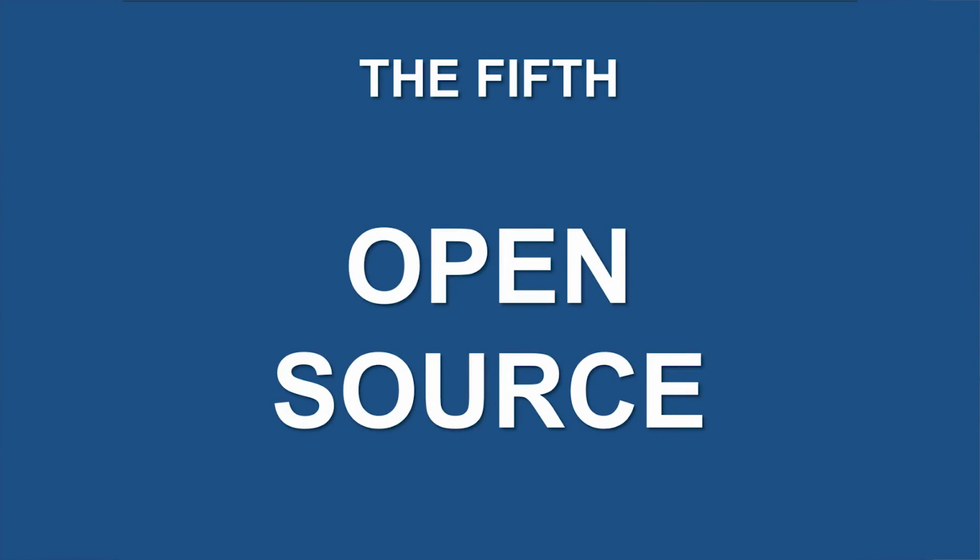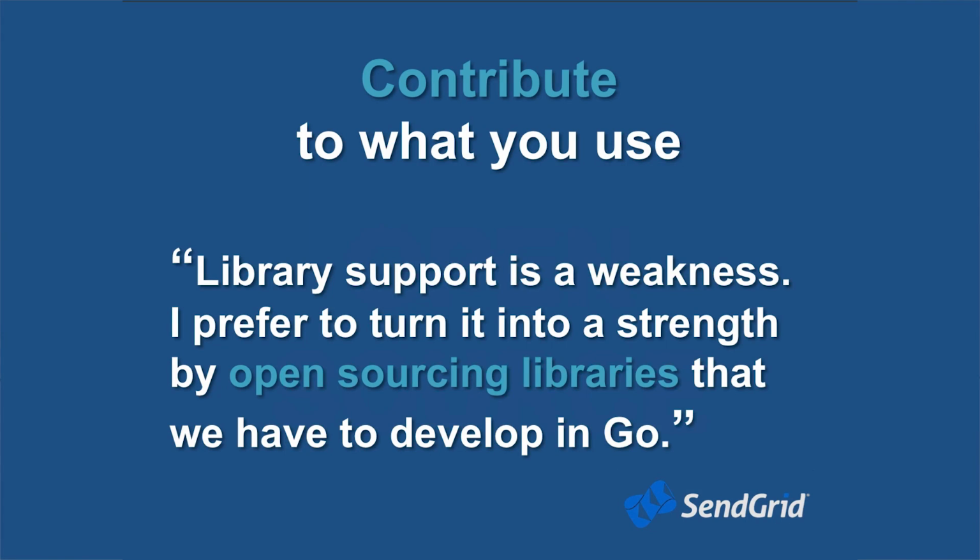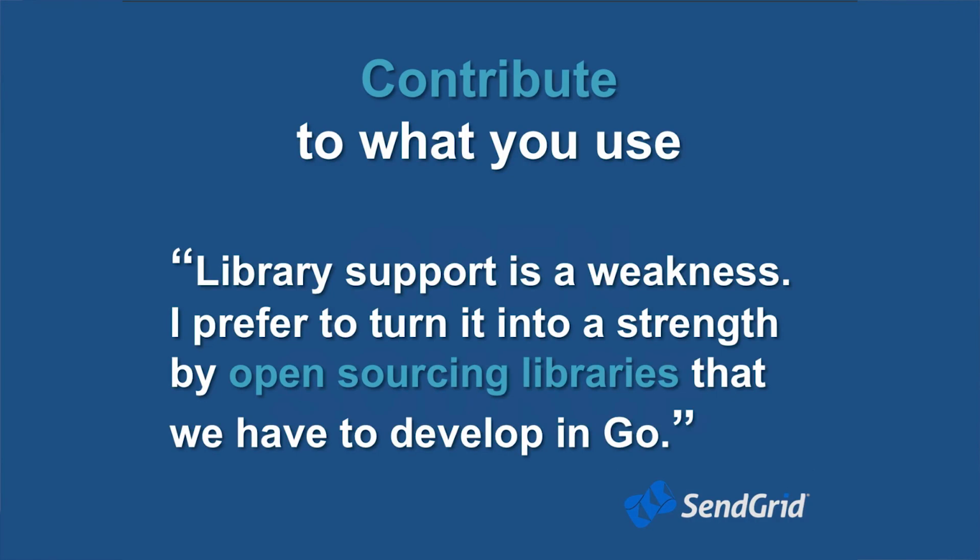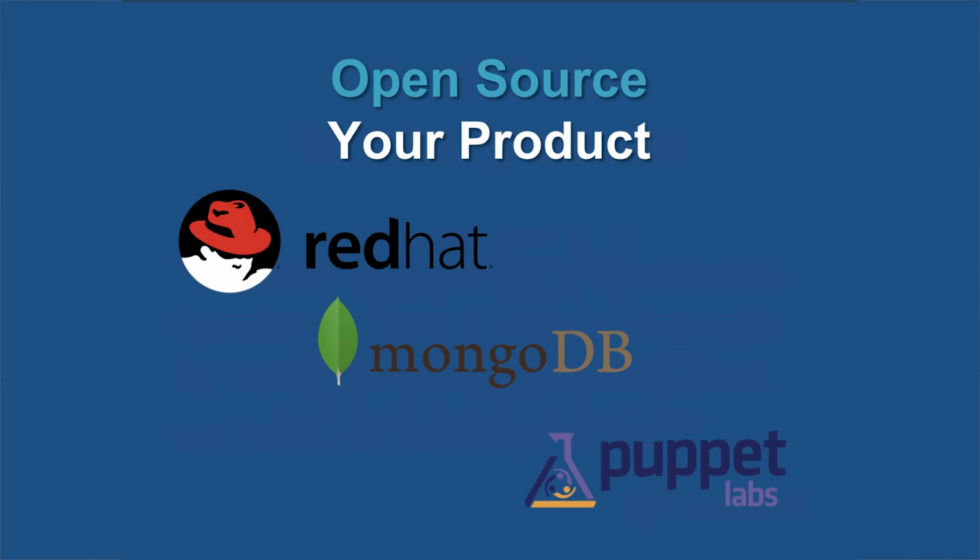And then open source as a way to gain API adoption. One is to contribute to what you use. So again, this is from that Golang post. And the SendGrid co-founder, Tim Jenkins, in choosing Go, they realized that there was some library support that wasn't as strong as other languages. But he decided that they would flip that around and they would contribute back what they had to build in order to build up that community. And you can certainly see examples of companies who've open sourced their entire product or who created companies out of open source products.